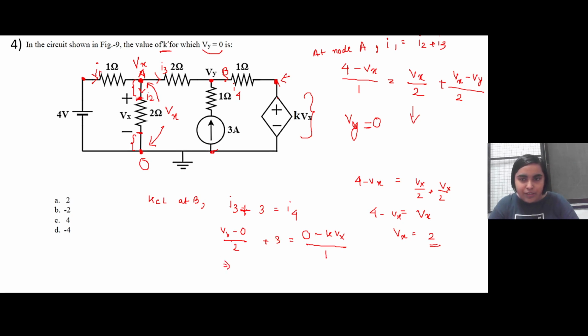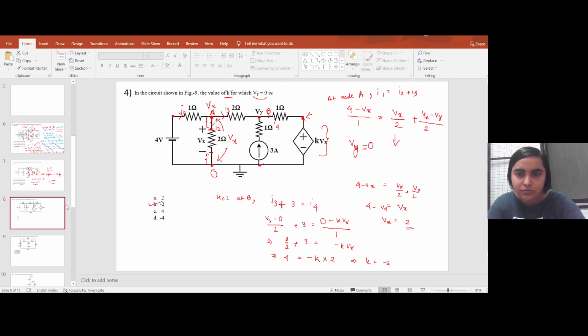Now we have the value of Vx to be 2. So it is 2 by 2 plus 3 equal to minus kVx. So it will be 4 will be equal to minus kVx. Sorry, Vx also we have, it is 2. So k will be equal to minus 2, which is given in option B. Is it clear to everyone? Everyone still there?